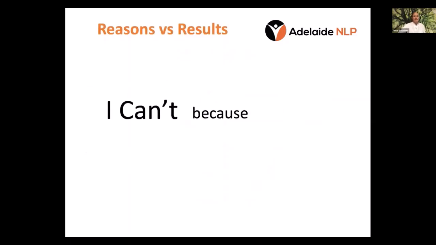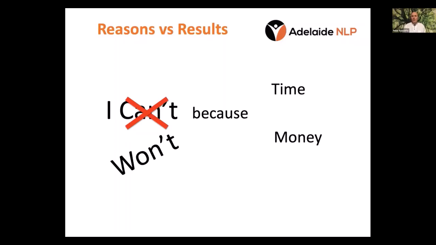So coming back to this little reason why we don't do what we want to do, and I've just picked two here because they're the most common. Oh, I can't because I've got other things to do, or time, or oh, I can't because I haven't got the money, etc. What I suggest to people is, instead of saying can't, say I won't.